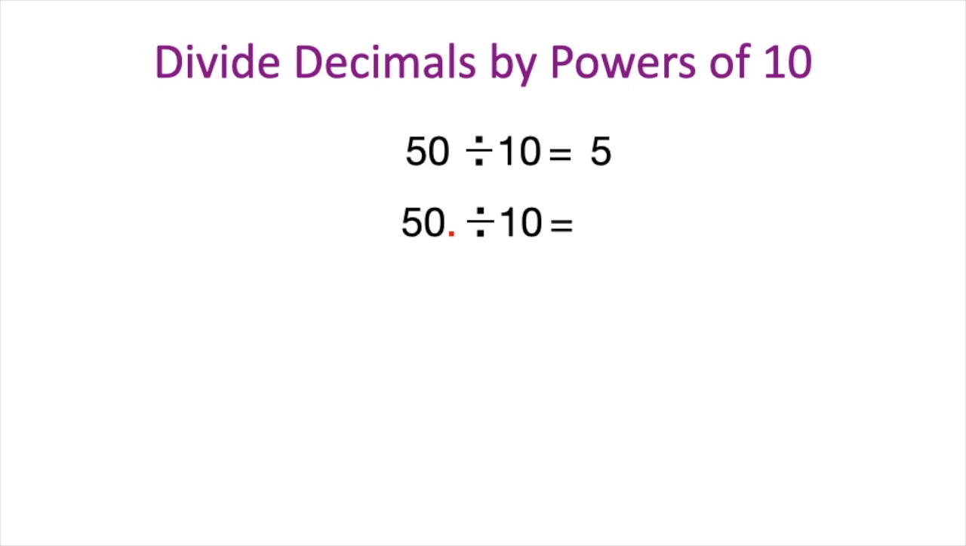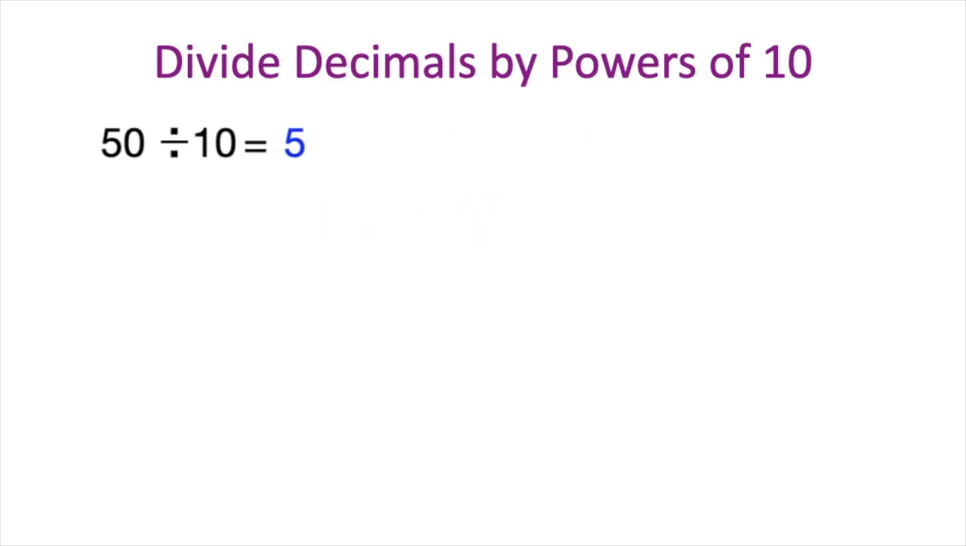Keep in mind that any whole number has a decimal point at the end. By dividing by 10, I have to move the decimal point to the left one time. So the answer is 5.0, which is actually 5. Now let's look at another problem. What about 5 divided by 10?